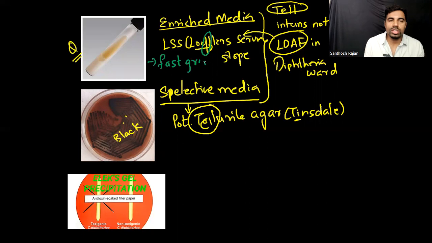For fast growth, what I will do is grow in low flux serum. It's not specific, but for fast growth, I get growth within 6 hours. 6 to 8 hours, my growth is available. But potassium tellurite is a special media, and it takes a long time.